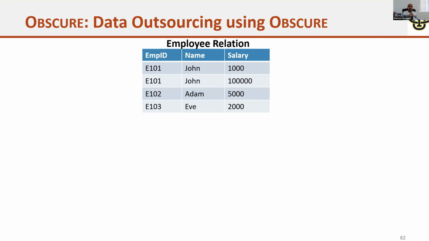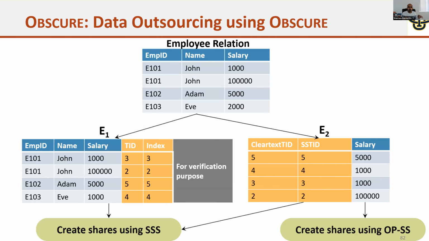The first thing is how we can outsource the data, and the second is how we can execute the aggregation query. Suppose this is the employee relation, and I want to outsource it using secret sharing. I first create two relations, E1 and E2. The first three columns of E1 are the same as the original relation. Now I add two additional columns, TID and index. In the TID column, I write any row ID, tuple ID, and the index value is also the same. You see the fourth and fifth columns have the same value.